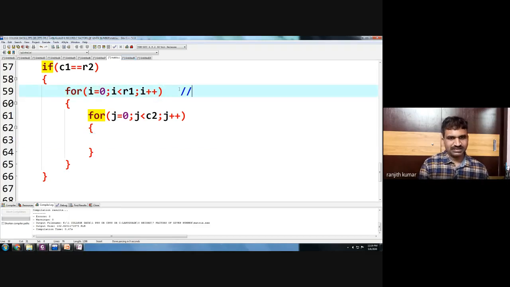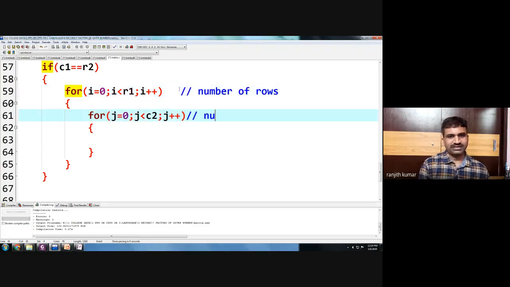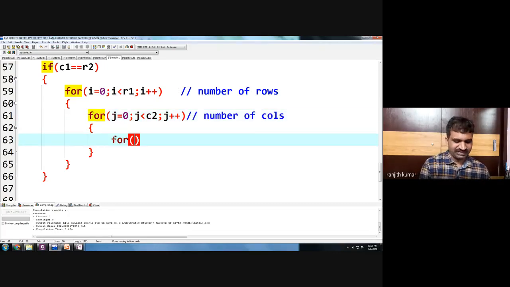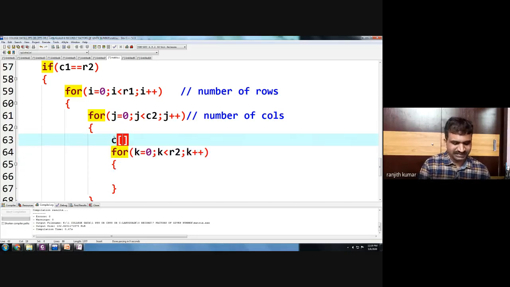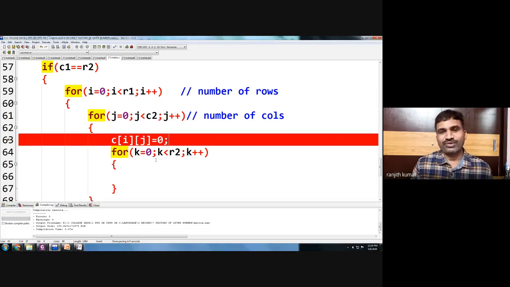So this is the number of rows. And this is the number of columns. Now the one more important loop is what? For k is equal to 0, k less than, the condition is either C1 or R2. Anything you can write. So R2, k plus plus. And here we write the important statement. Whenever you are multiplying, always the value should be initialized to 0 before you take multiplication.